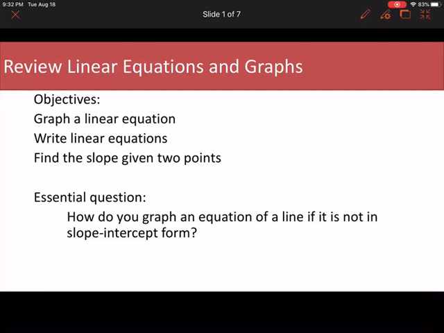Hello. Today, our lesson is reviewing linear equations and their graphs. So, these are our objectives. I'm going to talk about lots of different things, but your essential question is this. I thought, what was the most important thing that you should take away from today? I believe that is the question. Hopefully by the end of this lesson, you'll be able to answer it.